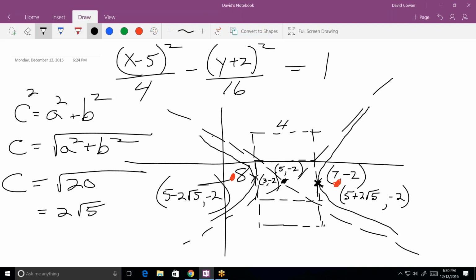So you always start with your center, whether you're figuring out where the sides of this box are, or the top of the box, or the foci. Everything starts from the center, and you either add A, or add B, or add C to the center.